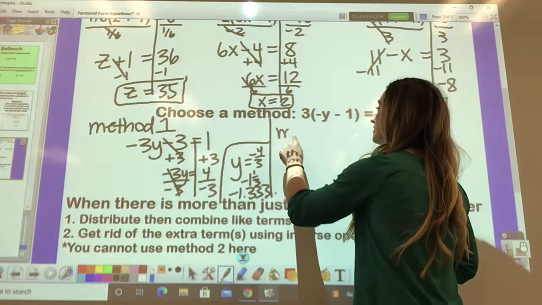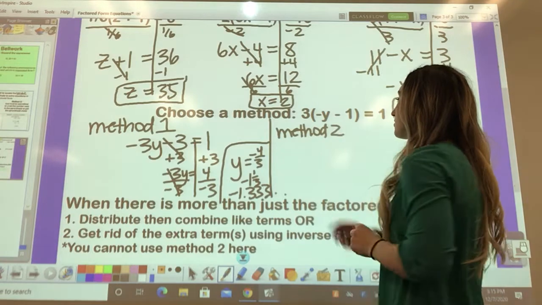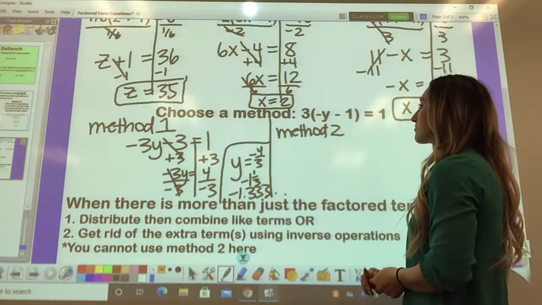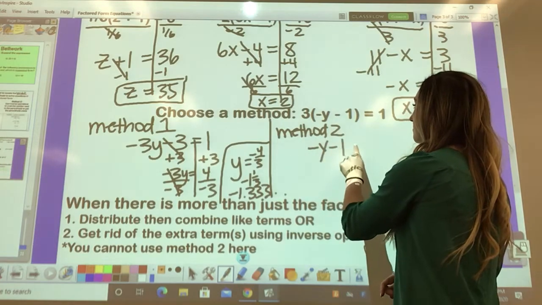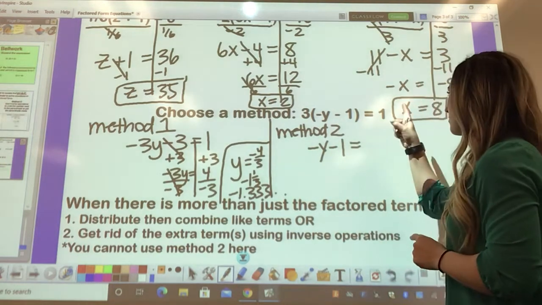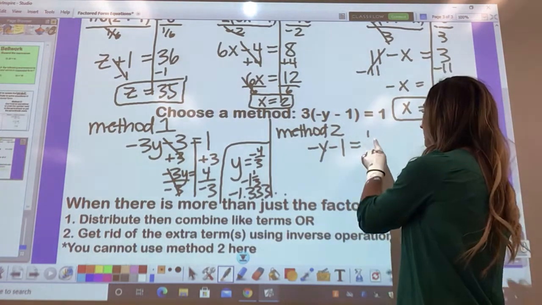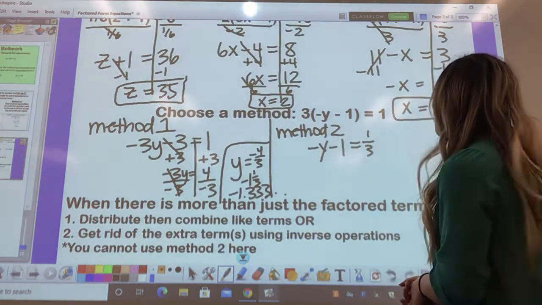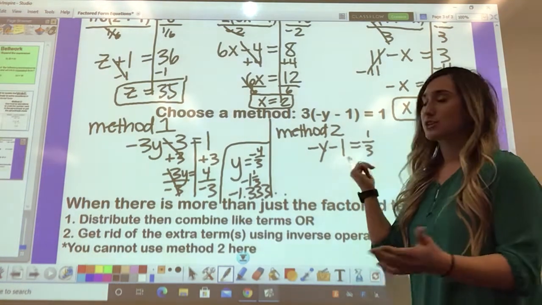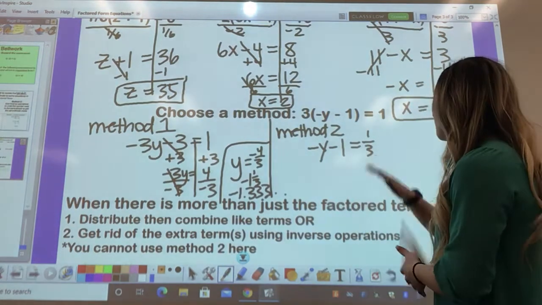If you use method 2, you would start by dividing both sides by 3. That would get rid of the 3 on this side and leave you with -y minus 1. And that leaves you with 1 divided by 3 on this side, which I would just leave as a fraction, 1/3. If you actually use your calculator, 1 divided by 3 is 0.33333 repeating, but I would leave it like that for this case.